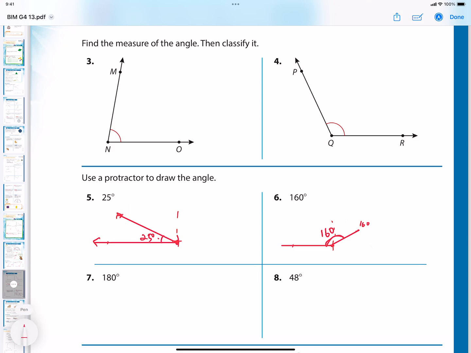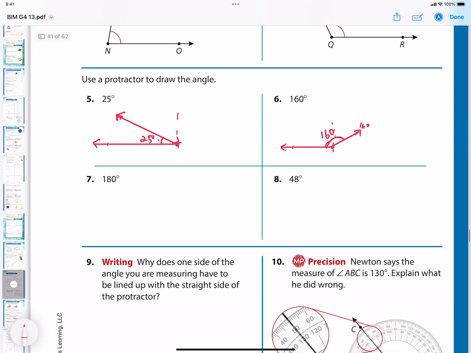All right, and then it's good to have point arrows. So here. All right, now 180. This is easy because this is a straight angle. I'm going to say this is 180.